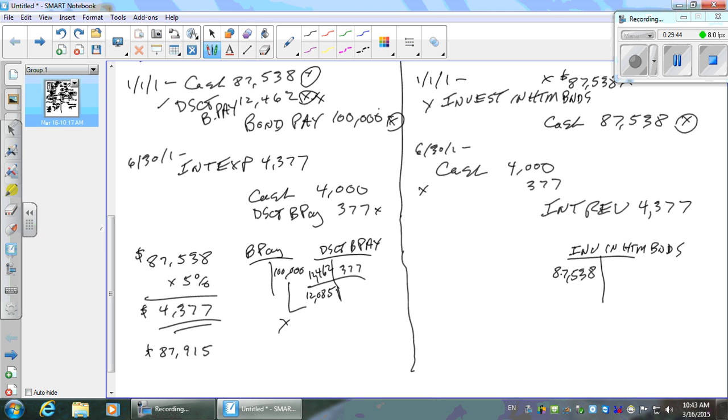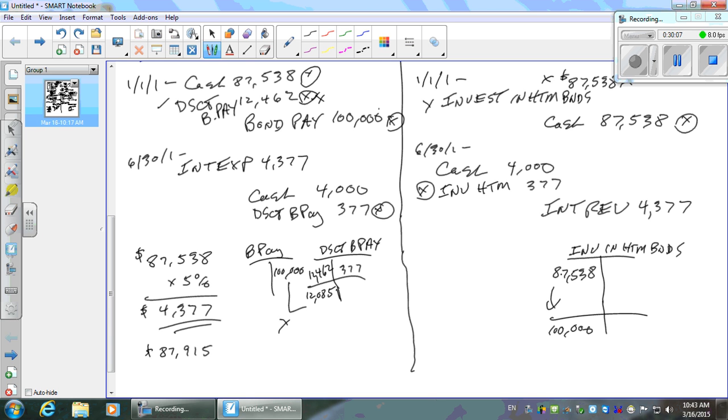It's just that I have a discount account here, right? Here I don't have a discount account, so what am I going to be increasing every time? What do I want to bring up to $100,000 by the end? Investment in held-to-maturity bonds, right? So debit it. It still is the discount. It's just the discount is buried in that investment account.